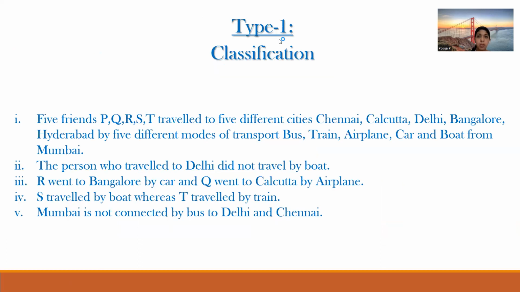Okay, so we move on to type 1, that is classification. So when it comes to classification, there are items belonging to different groups or having different qualities. So it could be either items belonging to different groups or the items are something which have different attributes, also known as qualities, and these are given with some clues.